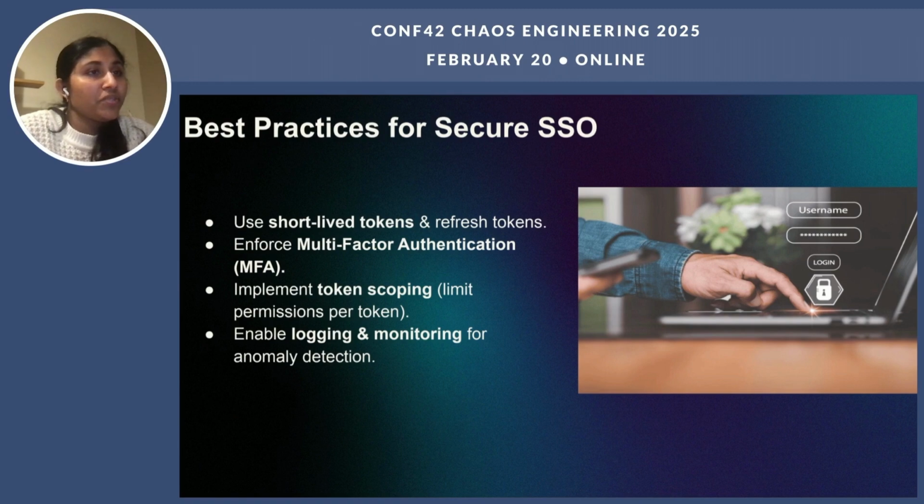Another security measure is token scoping. Not all tokens should have full access to all resources. Instead, we should limit the permissions of each token based on what the user or application actually needs. For example, a token issued to read user data should not be able to modify the system settings. This principle, known as the principle of least privilege, minimizes the damage in case of a breach.